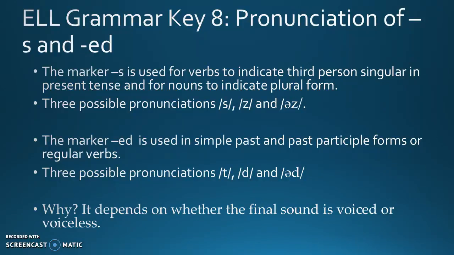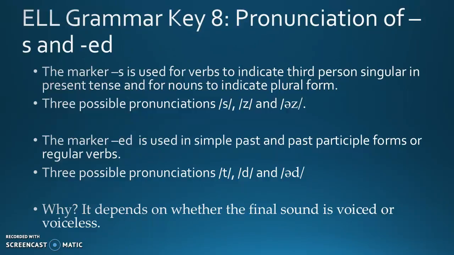Okay, although we only see an s or es when we write them, we have to tell our students that there are three different ways to pronounce it: s, z, and is. On the other hand, the marker ed is used in simple past and past participle forms of regular verbs. There are three possible pronunciations in the same way: t, d, and ed.